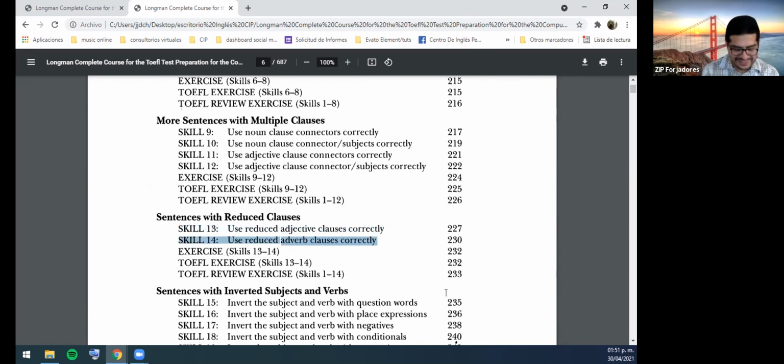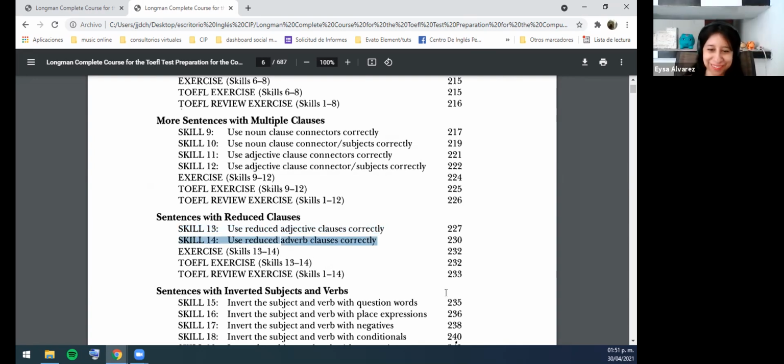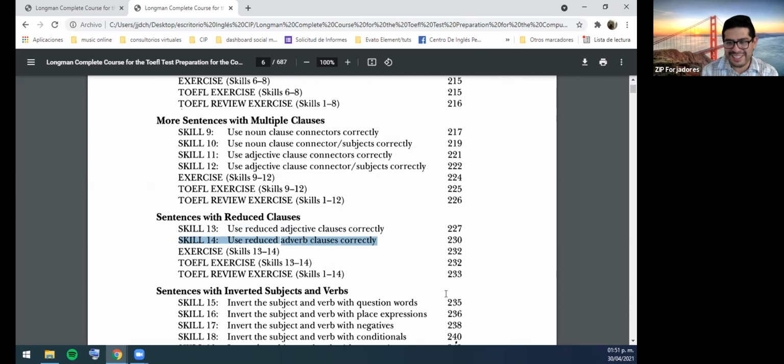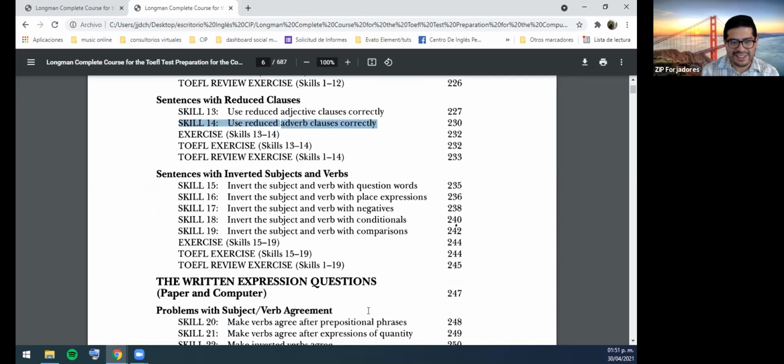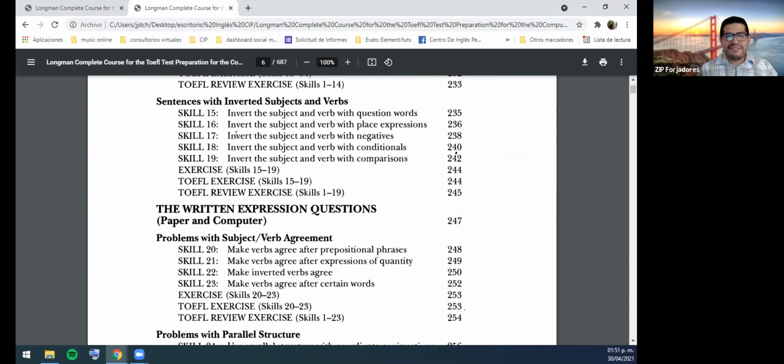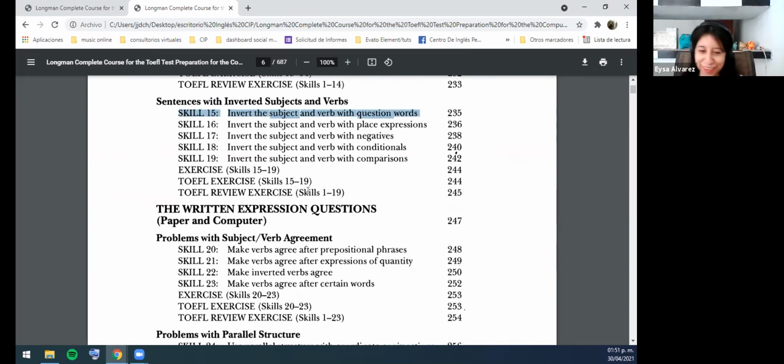Okay, next one, skill 14. Reduce adverb clauses, or no? Yes, reduce other clauses, and it's the same as the adjectives, but you're going to keep the connector. All right. Okay, 15. Here is the inversion. We start with the study of inversions.